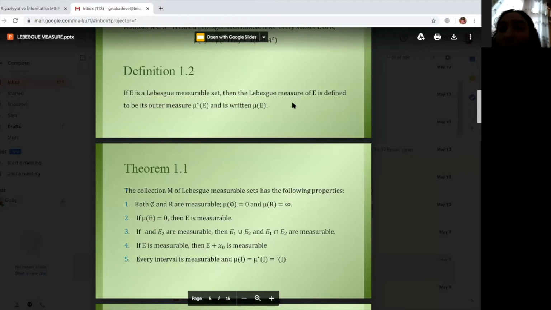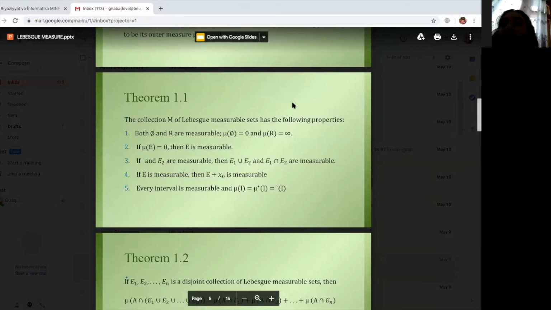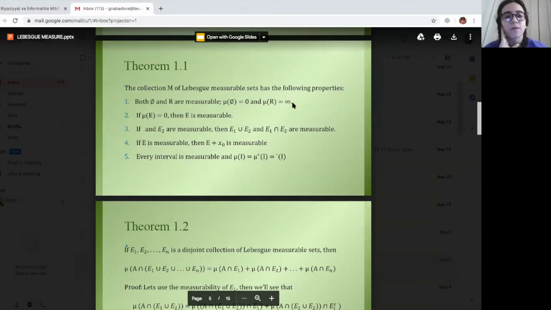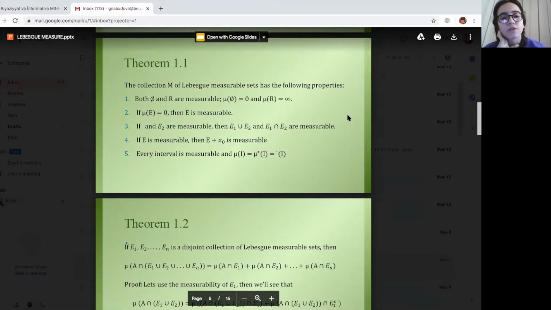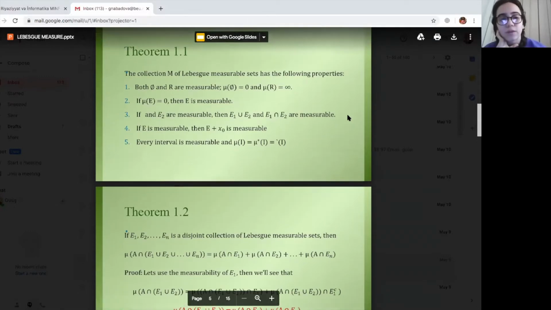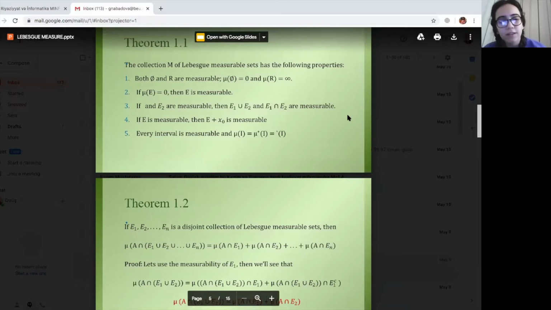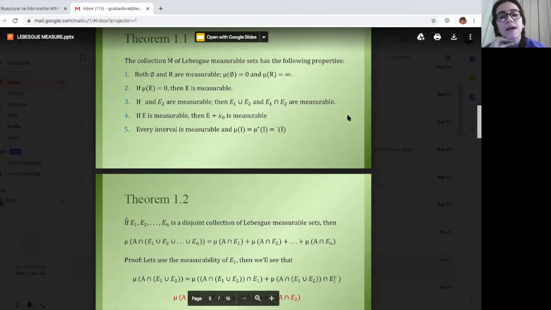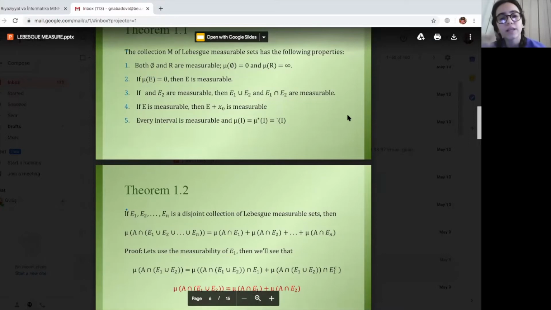Theorem 1.1. Yes. Let's look at some theorems about Lebesgue measure. The collection M of Lebesgue measurable sets has the following properties. Both the empty set and R are measurable, mu of the empty set is equal to 0, and mu of R is equal to infinity. If mu of A is equal to 0, then A is measurable. If A1 and A2 are measurable, then the union of A1 and A2, and also the intersection of A1 and A2, are measurable.